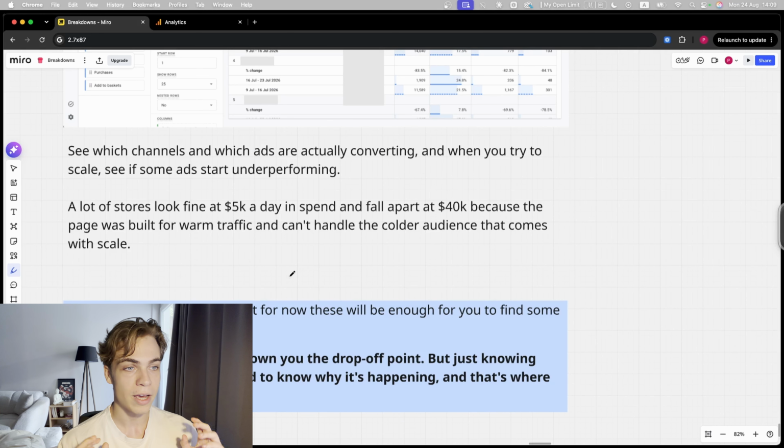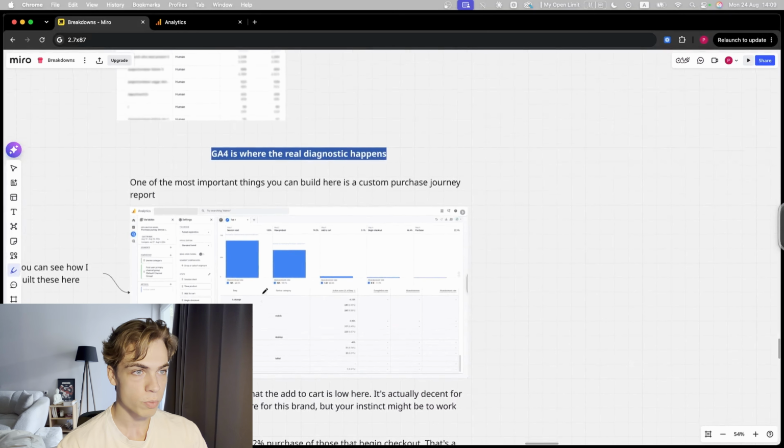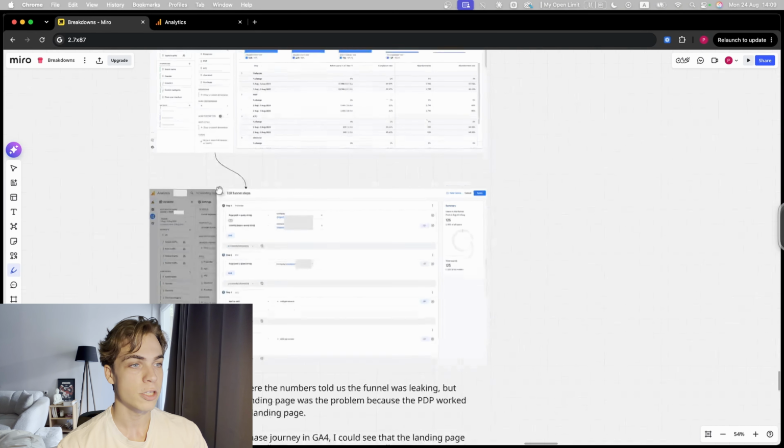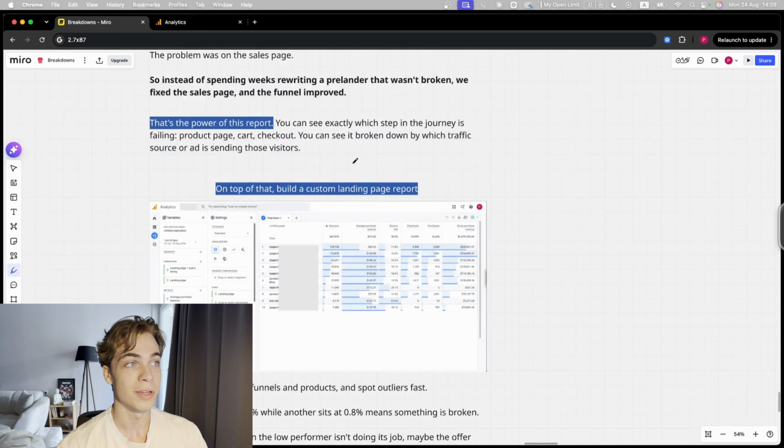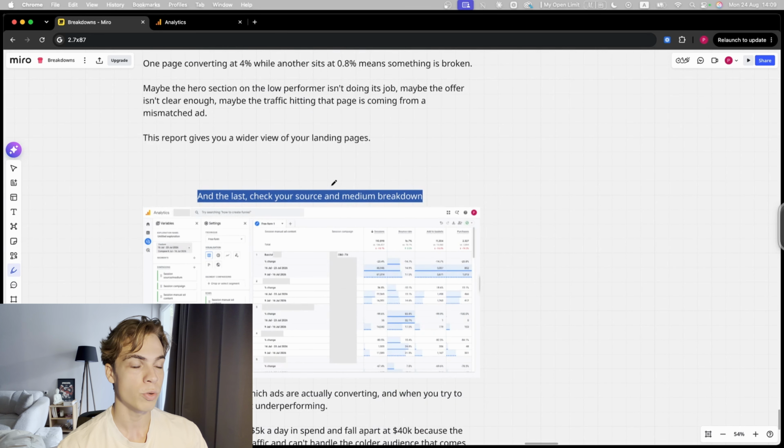So again, as I said, I can show you so much more, but for now just these three things are going to be fine. So real quick, just to go through them again, I want you to look at the customer journey, I want you to look at the landing page report to build this out, and I want you to look at the report where you break down your ads.